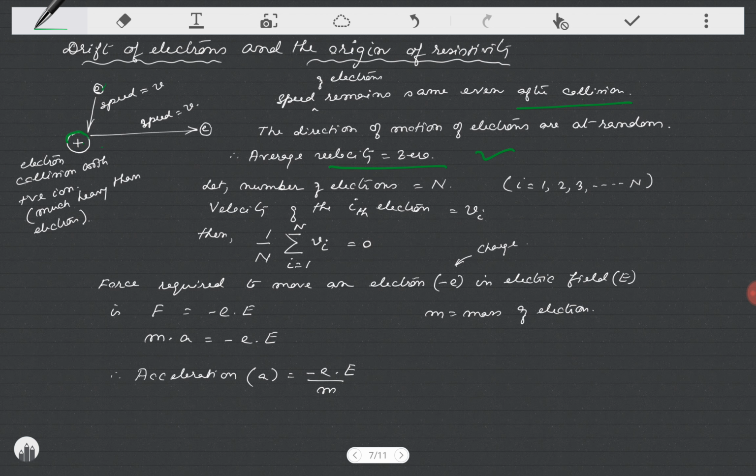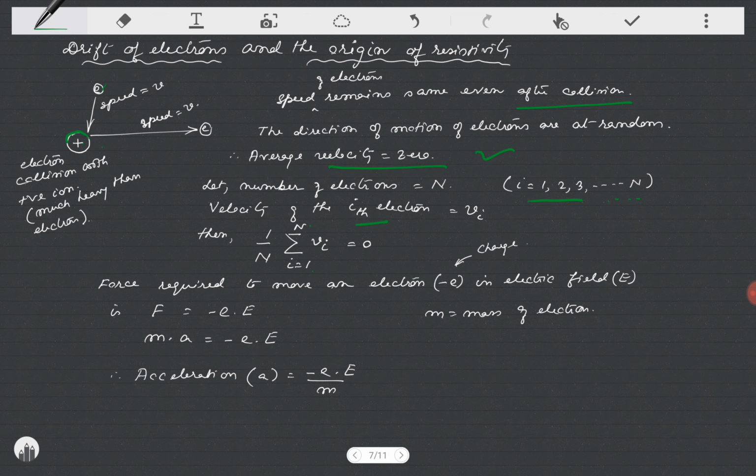Let the number of electrons be capital N, where small i represents 1, 2, 3 and up to N. Now let us take the ith electron, whose velocity is small v suffix i. Then the summation of all these, 1 by N summation of vi, is equal to 0, and it ranges from i equal to 1 to N.